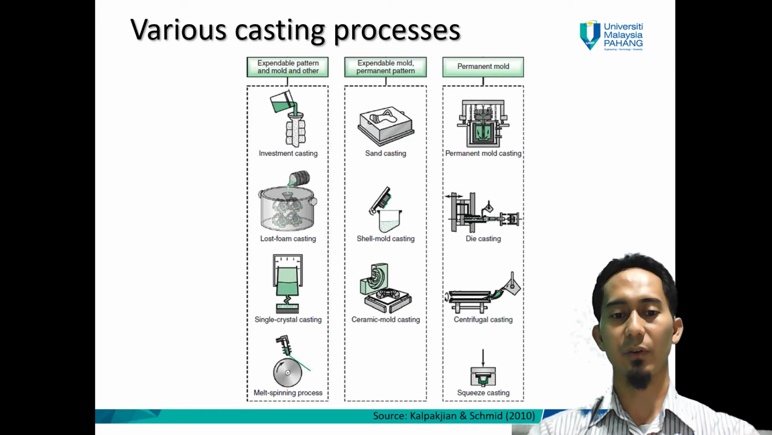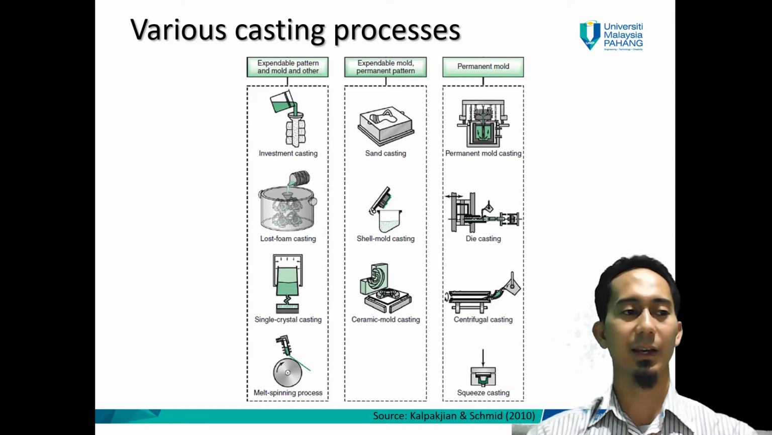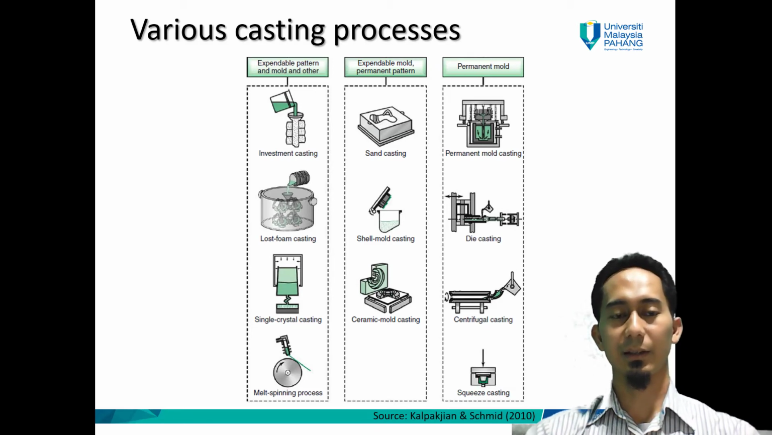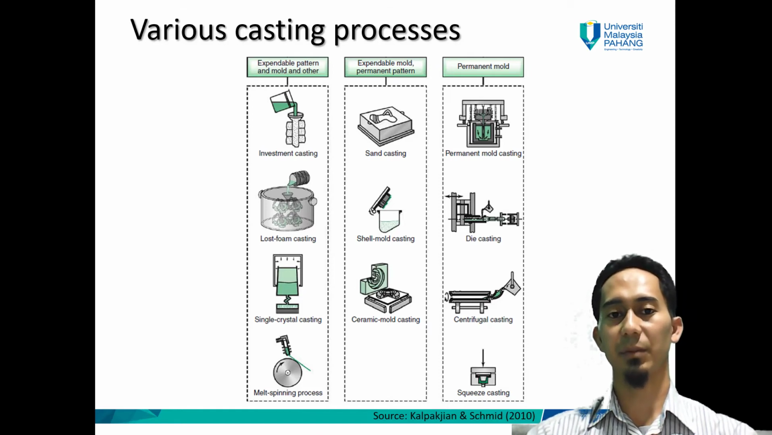Just to give you an overall view of the many processes that we'll be talking about. Again, this is just an overall view, so I am sure many of you are not familiar with most of the processes. Don't worry, it's okay. Throughout the upcoming weeks, we'll go through all of them. So in casting processes, we have three main branches: expendable pattern, expendable mold, permanent pattern, and also permanent mold. All these three also have various other processes in the same group.